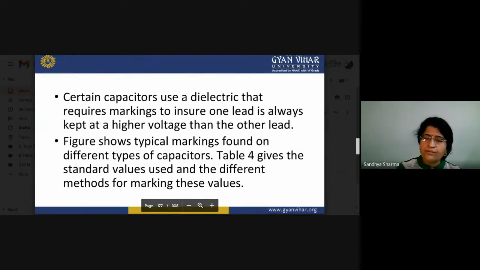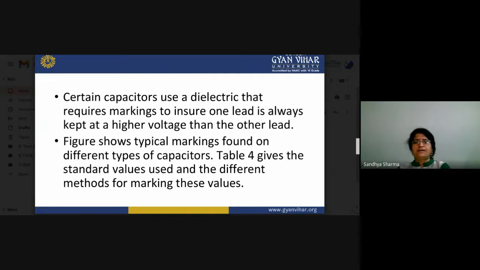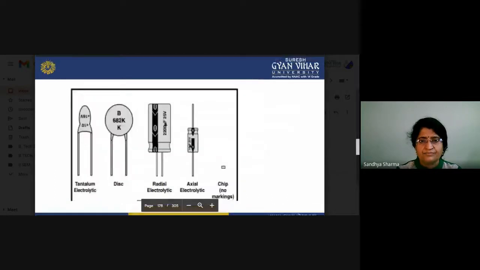For some capacitors, the dielectric requires marking to ensure one lead is always kept at a higher voltage than the other. So there may also be a mark showing which lead will be the higher voltage. We will also see in our diagram the different types of capacitors, and table 4 gives the standard values used and the different methods of marking these schemes.